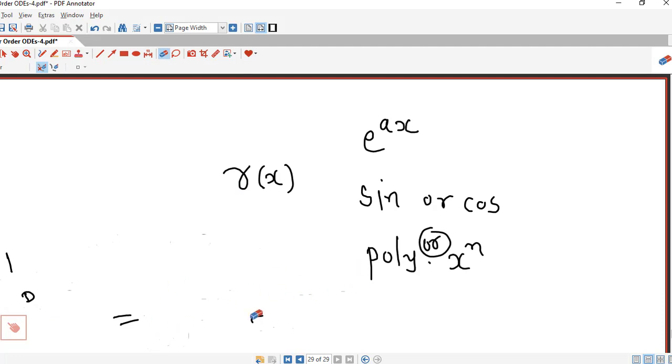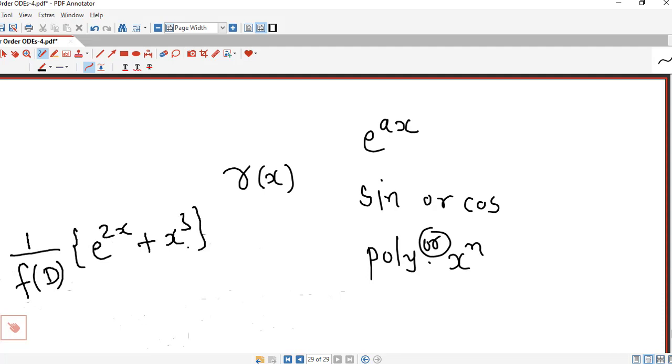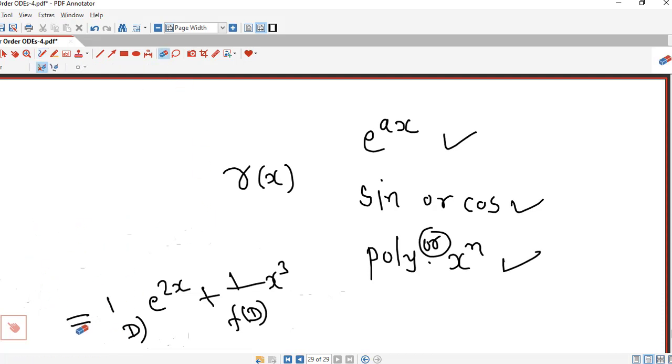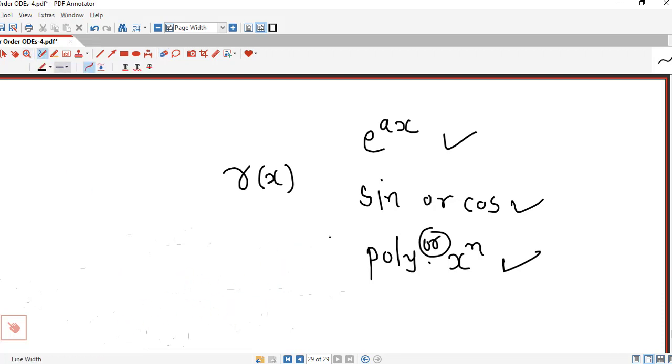We can have another example also. Suppose we have 1 over f of D e raised to 2x plus x cube, then we will find out particular integral by separating this: 1 over f of D e raised to 2x plus 1 over f of D x cube. So if these functions are in addition or subtraction, then there is no problem. We can find out particular integrals corresponding to each function and then we can add them.